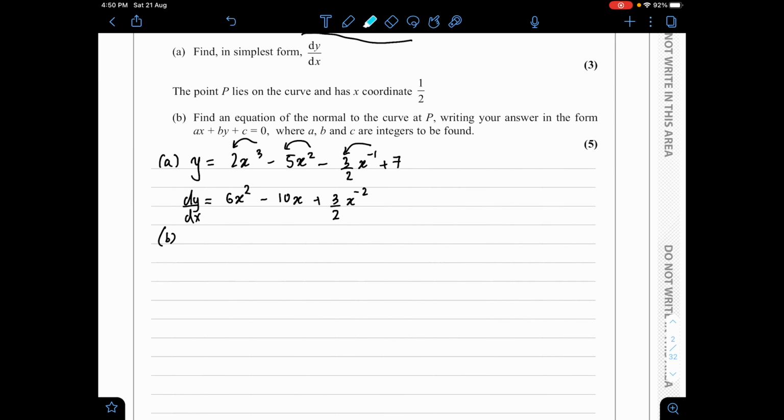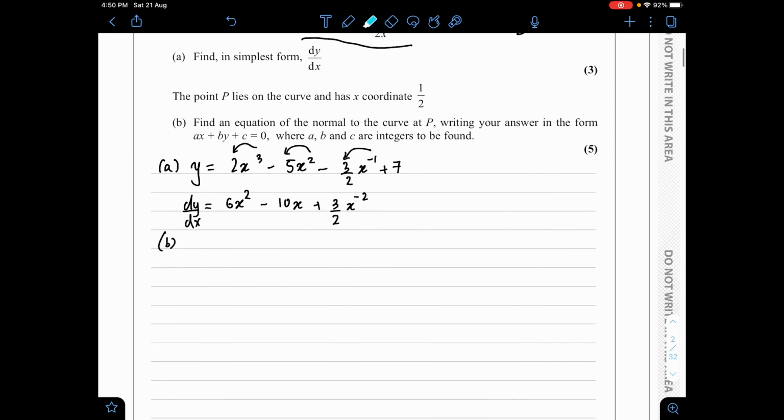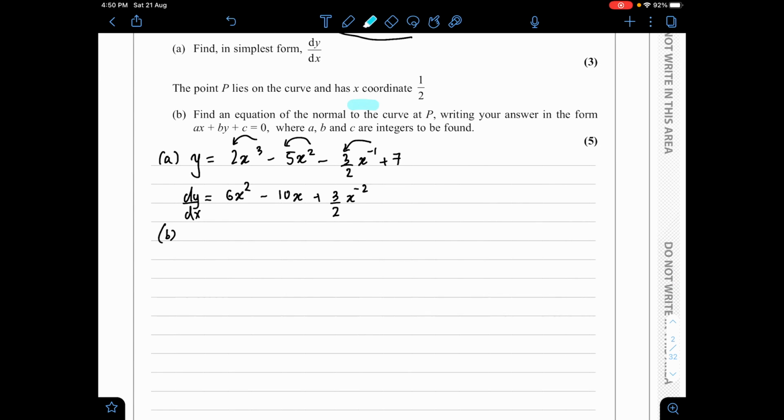So part B is: the point P lies on the curve and it has x coordinate a half. So that's important. This is the previous answer. X coordinate half. Find an equation of the normal to the curve at P, writing the answer in the form ax plus by plus c. The first thing we have to do to get the equation is to get the gradient at P. Why is that? Because we need to find the gradient in order to find the normal gradient, right?